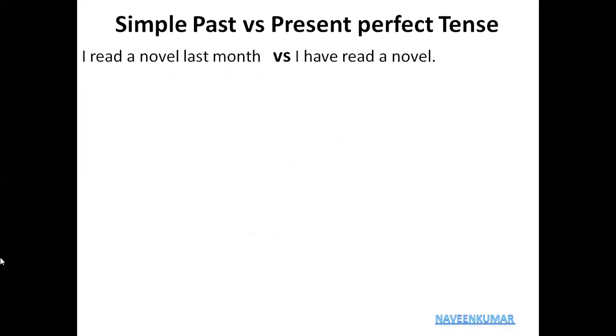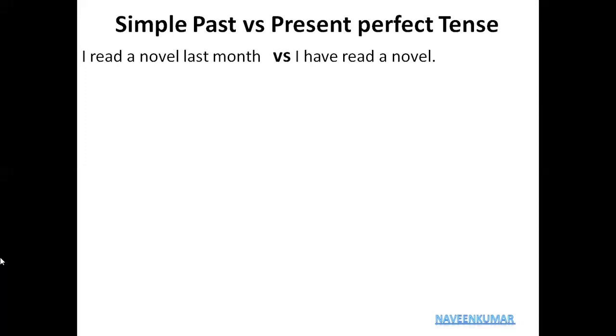I read a novel last month. That is simple past. I have read a novel. That is present perfect. In both the examples, the action is completed. The action got completed. But in simple past, I am mentioning exactly at what point of time in the past that action got completed.